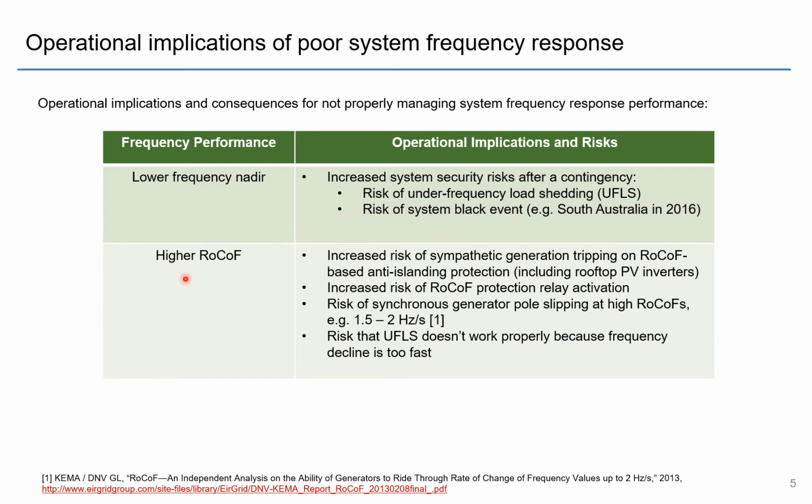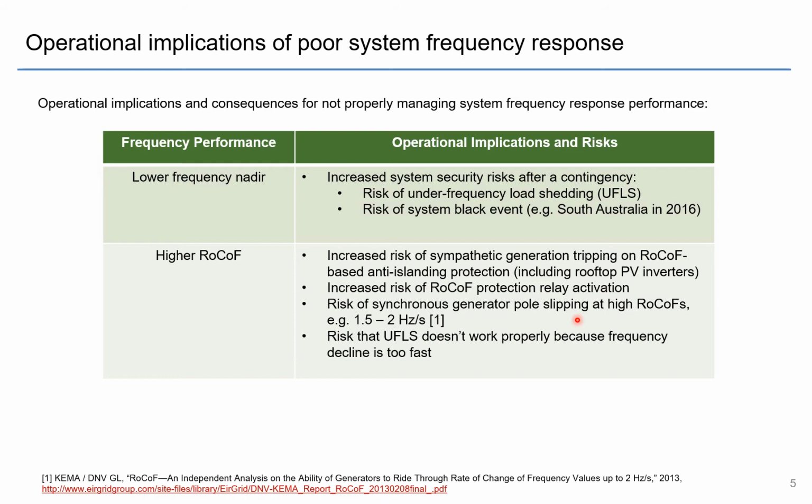If we had higher RoCoFs, then the first implication is the risk of sympathetic generation tripping on RoCoF-based anti-islanding protection. This includes rooftop PV inverters, and something we're seeing more and more of as well, where rooftop PV inverters, especially the old ones, are tripping off on anti-islanding or on other voltage issues. And higher RoCoFs can also increase the risk of just RoCoF protection relays on generators, for example.